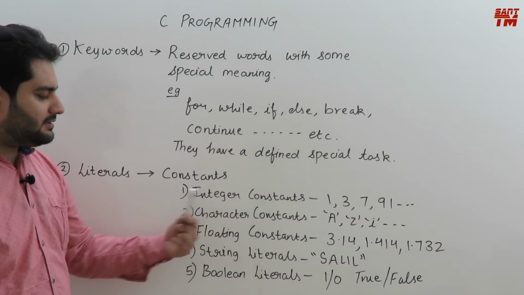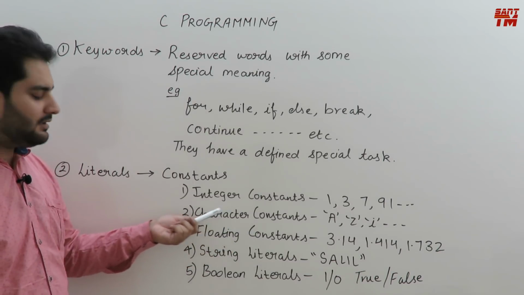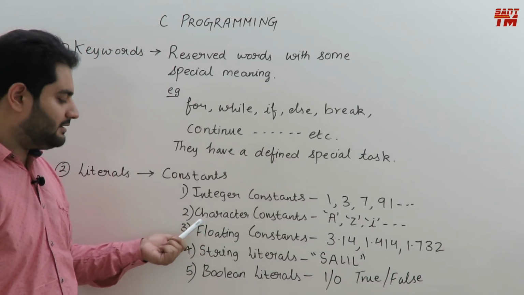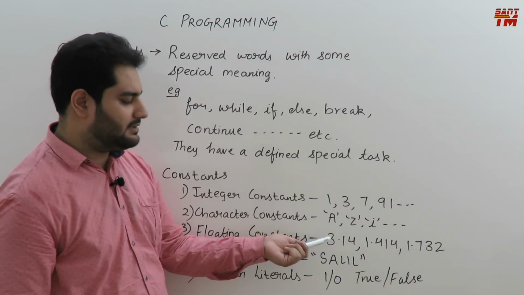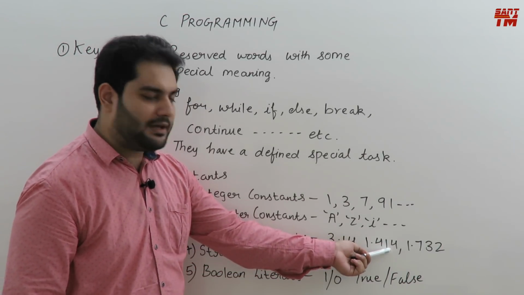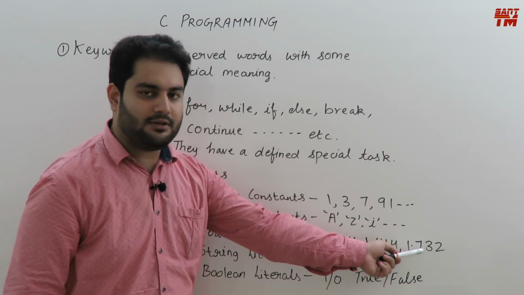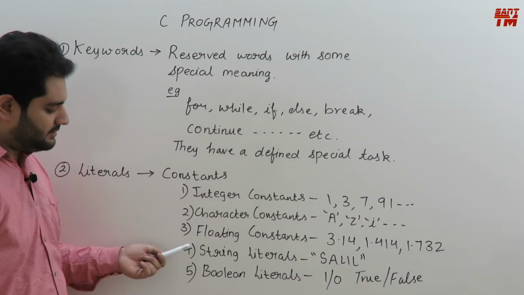Then floating constants. Floating constant means all the real constants. You can simply say real constants. All the numbers that have a decimal point or fractional numbers like 3.14, the value of pi, 1.414, the value of root 2, 1.732, the value of root 3 and so on. There can be any number of floating constants.